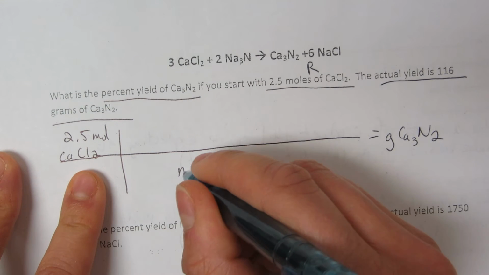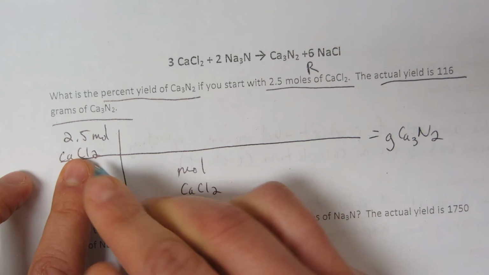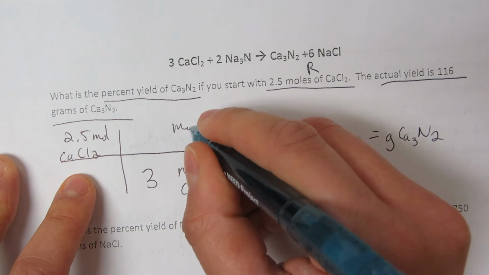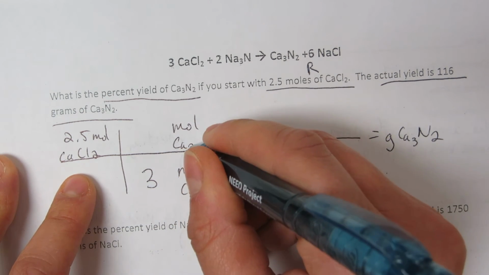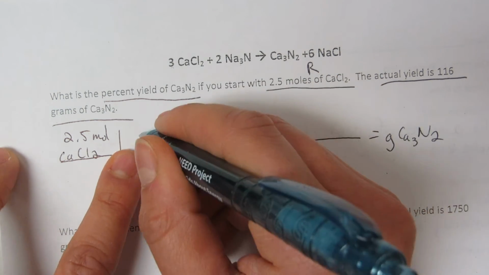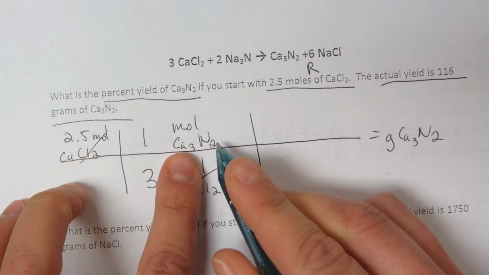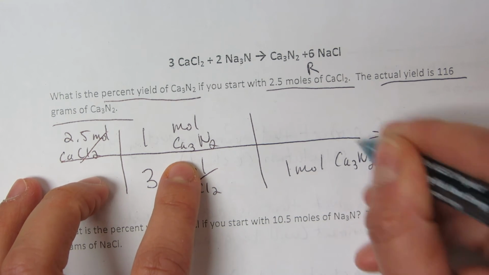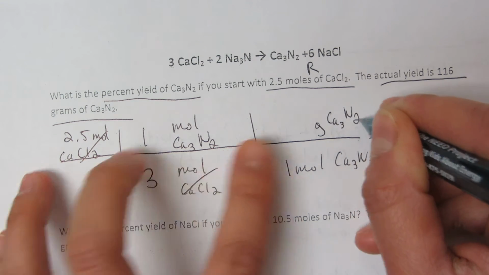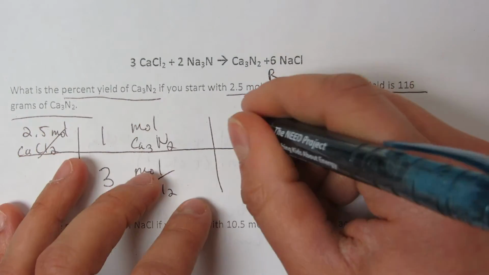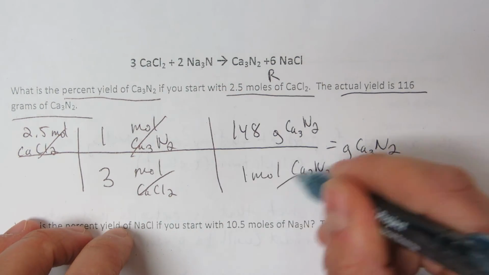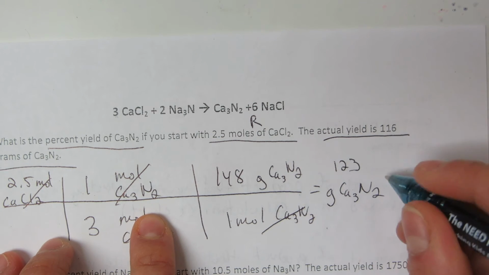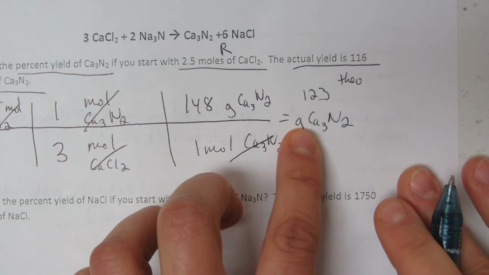So mole calcium chloride on the bottom to cancel out the one on the top. I have 3 moles calcium chloride. I'm going to go to mole of calcium nitride, and that is 1 mole. Now I'm going to go from mole to mass. So 1 mole of calcium nitride and the grams of it. When you calculate the molar mass of this by separating out the elements, you would get 148. So your answer here would be 123 grams. That's your theoretical yield. You thought you were going to make that amount.